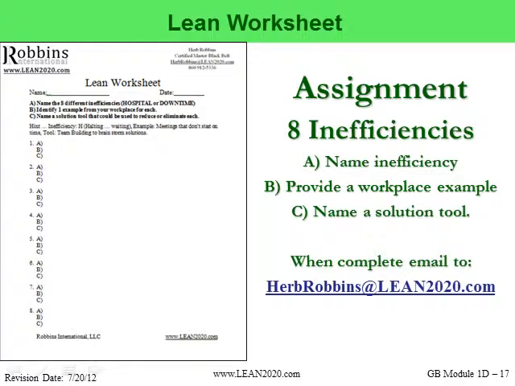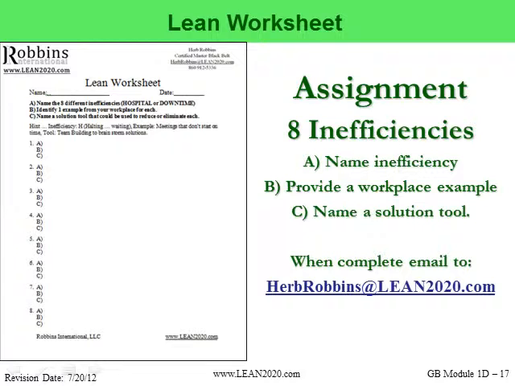The C would be the solution tool, whether it's team building, brainstorming. Maybe you're going to implement a Kanban so that we don't wait for product. People know when to produce product, and we created a signal for them.